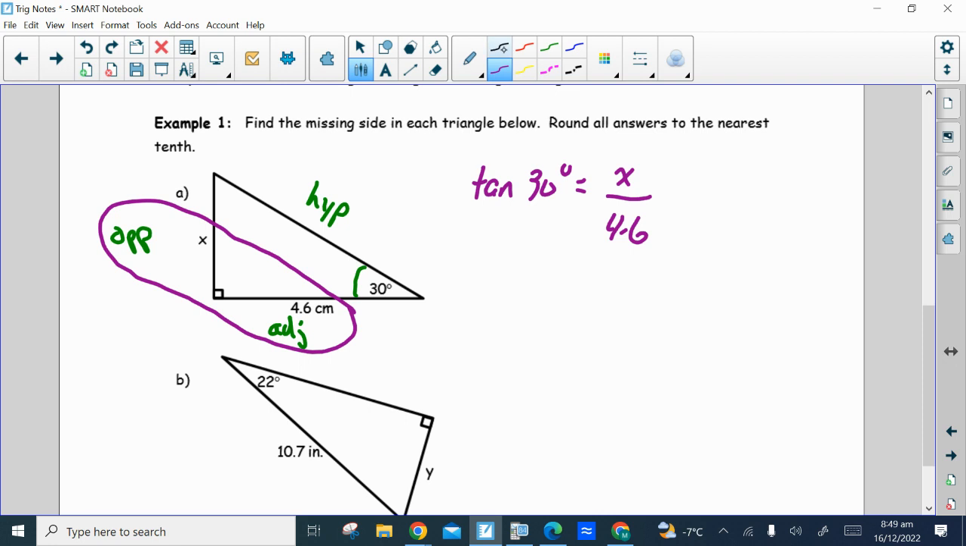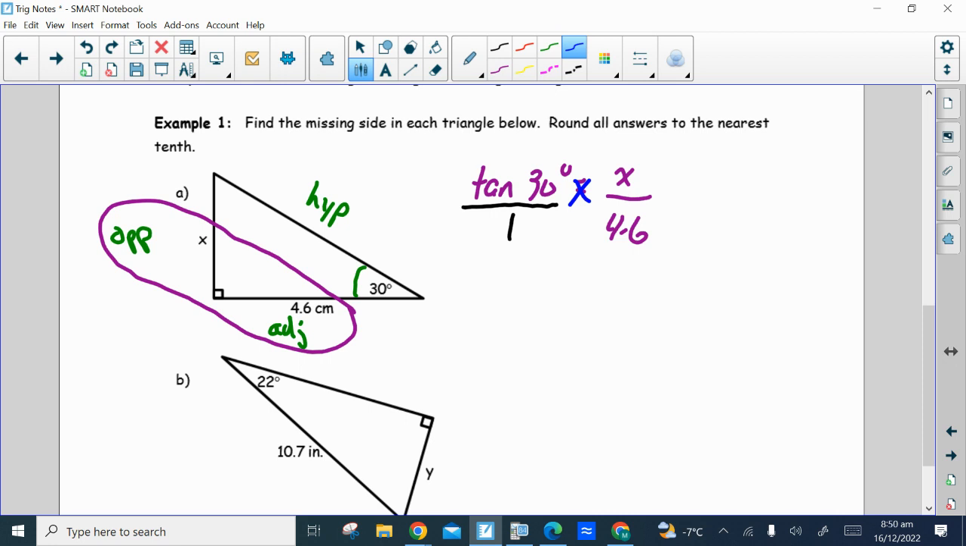Now on the video, what he did next is he multiplied both sides by the denominator of 4.6. I'm basically going to do the same thing, only I'm going to make the left side a fraction as well by putting it over 1. And whenever you have two ratios equal to each other, their cross products are equal. So I'm going to cross multiply.